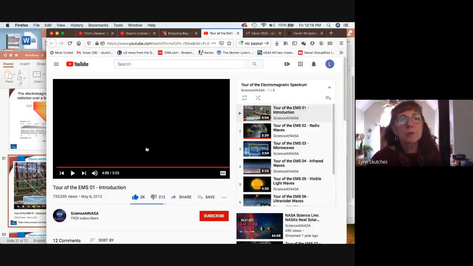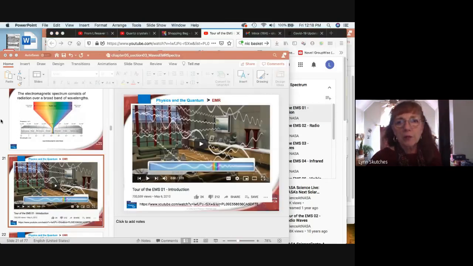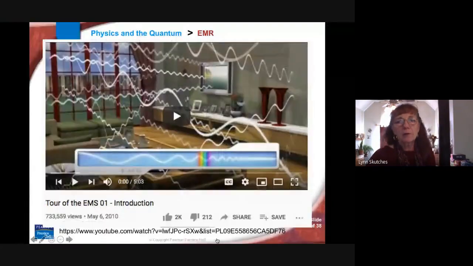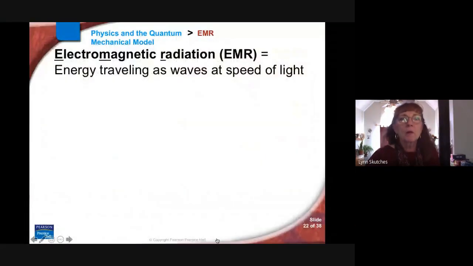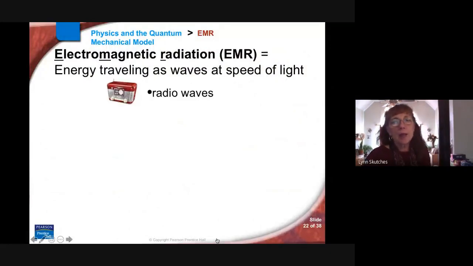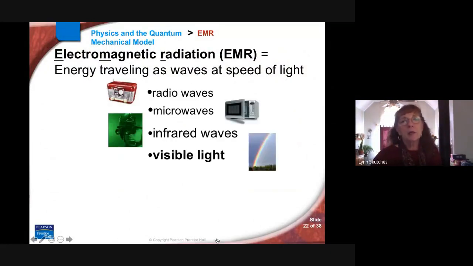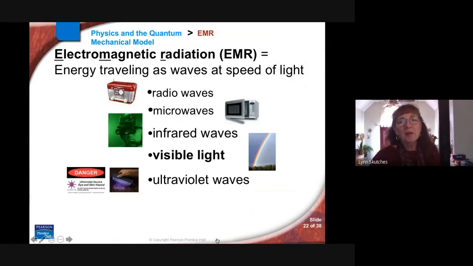And if for some reason your internet was glitchy during that, I have the link on the note sheet. So again, electromagnetic radiation is everywhere. And it turns out that you're using it all the time, whether you know it or not.